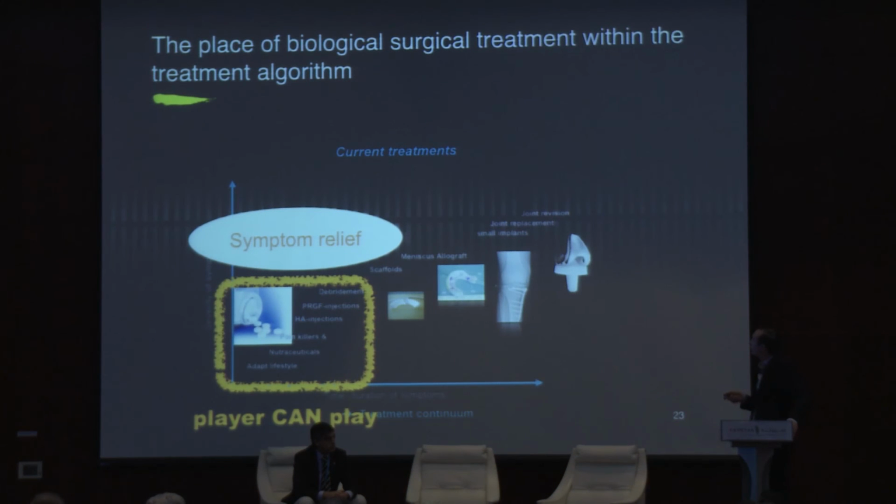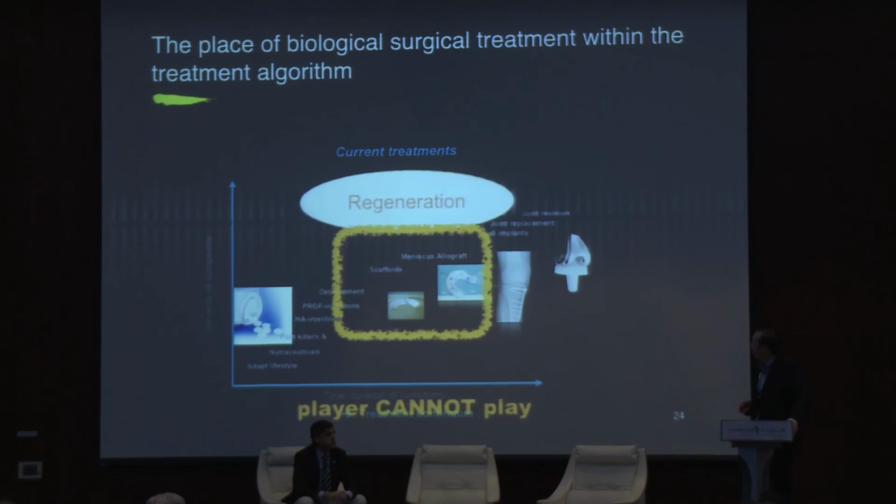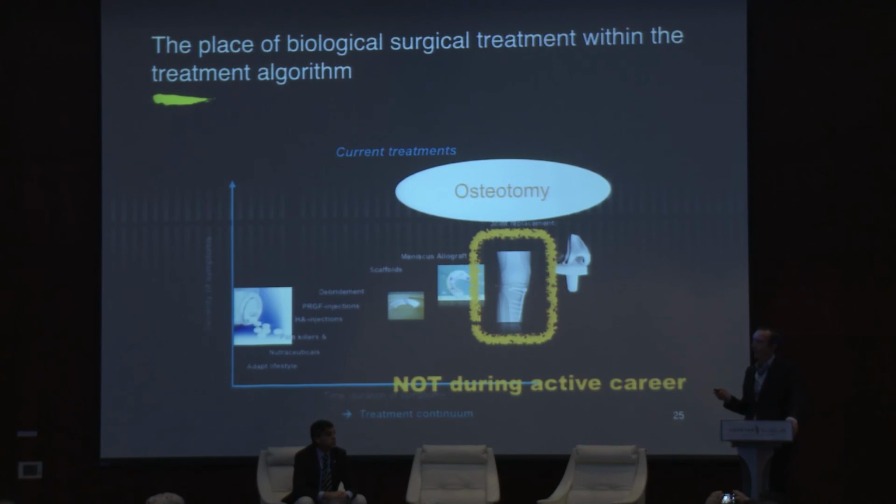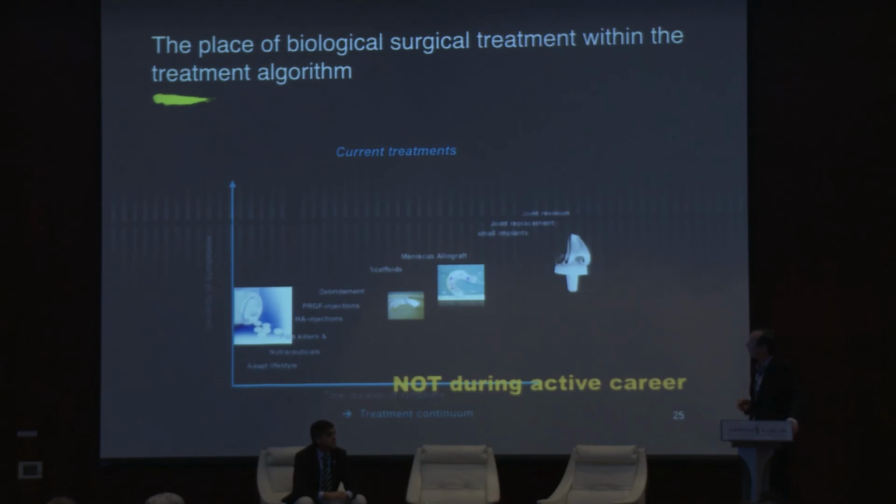So the place of biological surgery in this treatment algorithm is: if the player can play, then you're going to go for symptom relief, no big invasive surgery very often. If you have a guy that cannot play, then you want to go maybe for some regenerative approach, meniscus allograft, scaffolds. And again, osteotomy is not during an active football career. Very often afterwards, but not during an active football career. So again, we lose this option very often. It makes sense in the varus leg, but we just can't use it that often in our soccer players.